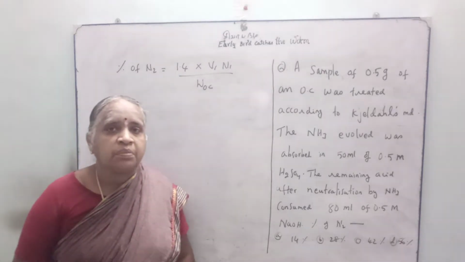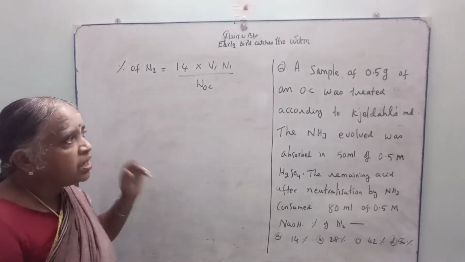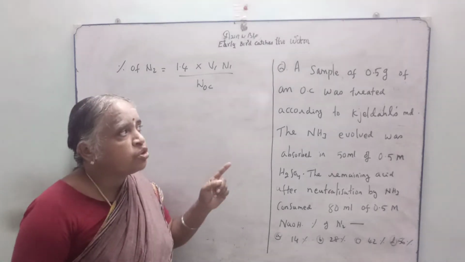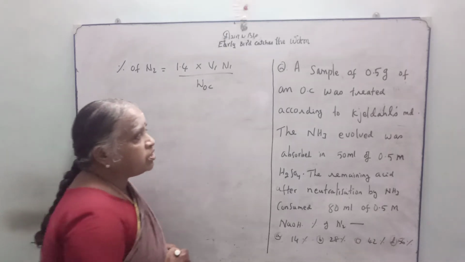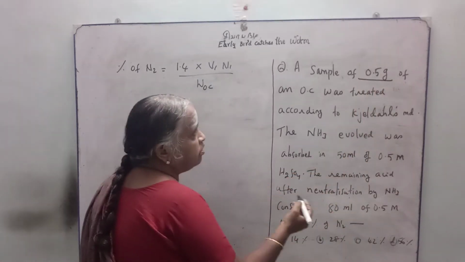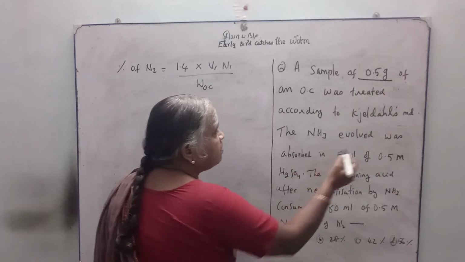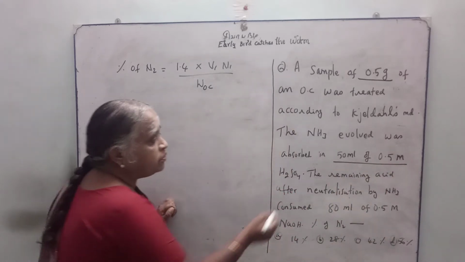Today I have taken Gelder's method. Yes, let us see the first one. The sample of 0.5 gram of the organic compound was treated according to Gelder's method. Ammonia was evolved and absorbed in 50 ml of 0.5 M sulfuric acid.